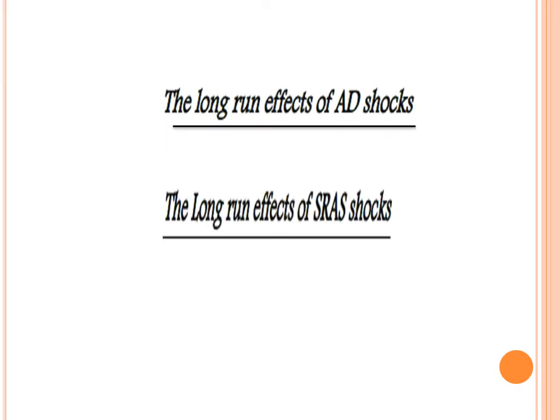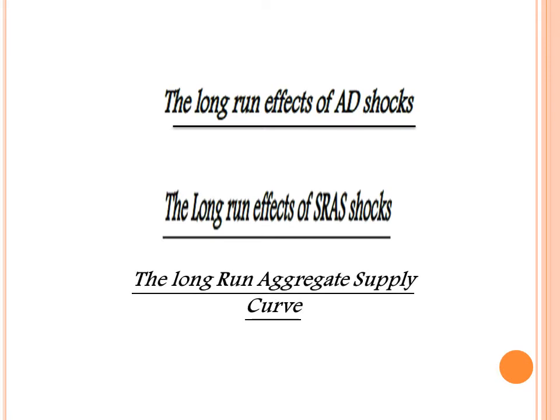This lecture will cover the following points. First, the long run effects of aggregate demand shocks. Second, the long run effects of SRAS shocks. Third, what is meant by the long run aggregate supply curve, how to derive this curve, and what is meant by this curve. Last, we will take the paradox of thrift, what is meant by the paradox of thrift.